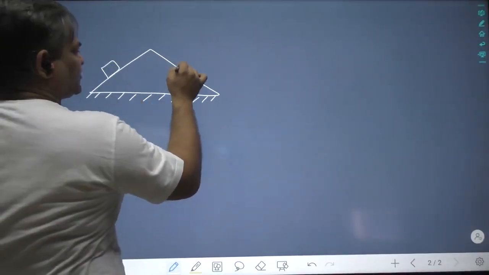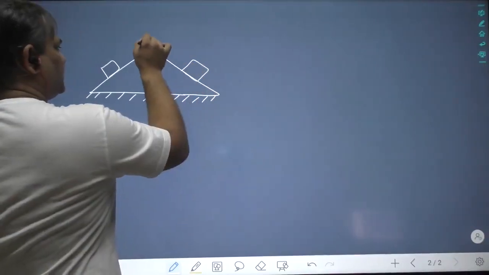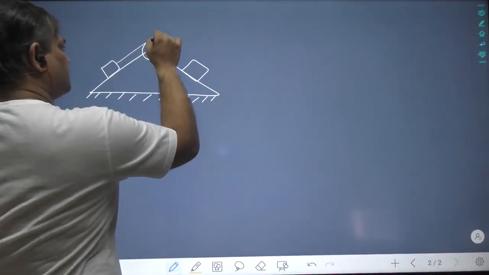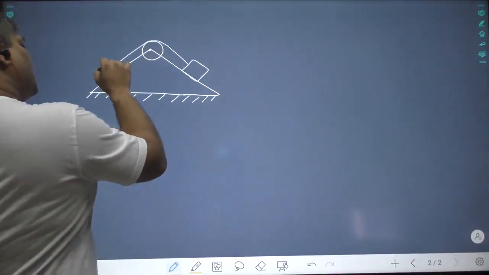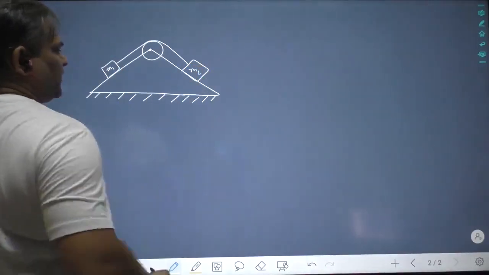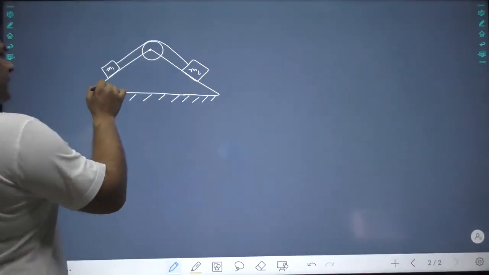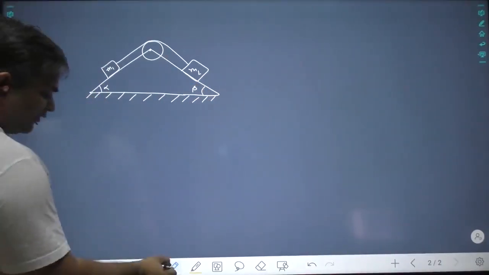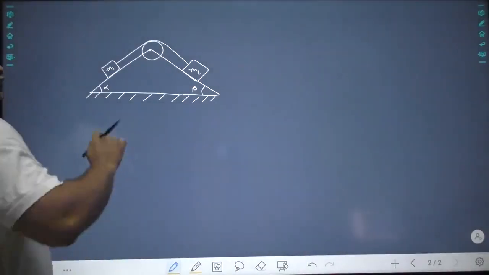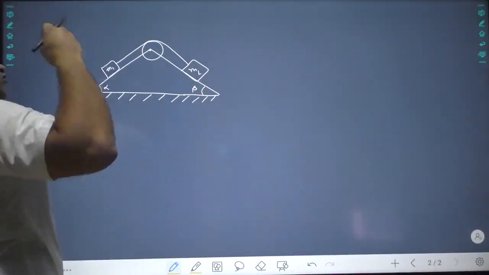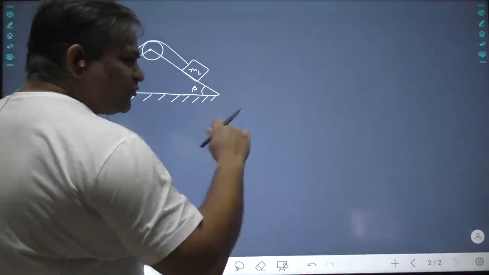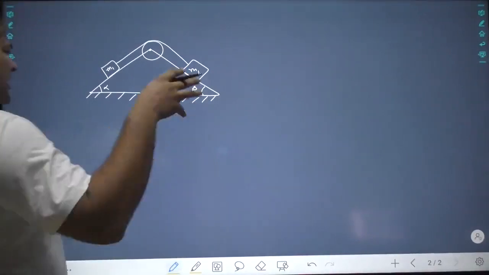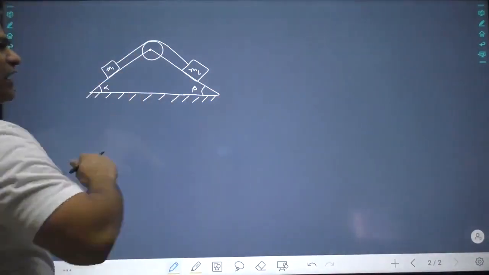Now we are given a situation here like this, M1, M2. Now this is angle alpha, this is angle beta, not equal angles, no problem. Now see what you must do. One along the chord, one perpendicular to the chord. One along the line of motion, one perpendicular to the line of motion. The formula is very simple. One along the line of motion, one perpendicular to the line of motion.